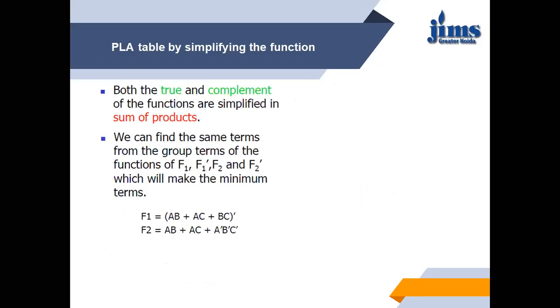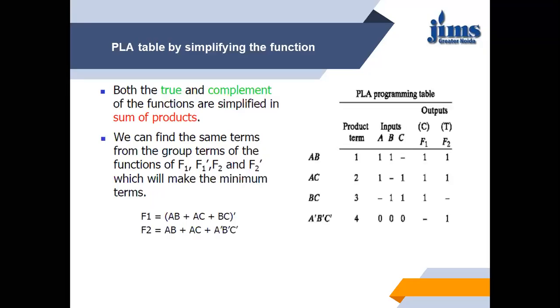So finally, F1 is AB plus AC plus BC, whole bar. F2 is AB plus AC plus A bar B bar C bar. So F1 is taken in the complementary form and F2 is taken in the true form. So we have to construct the PLA programming table. I have put in all the minterms: first AB, AC, BC, and A bar B bar C bar. These are the four product terms.